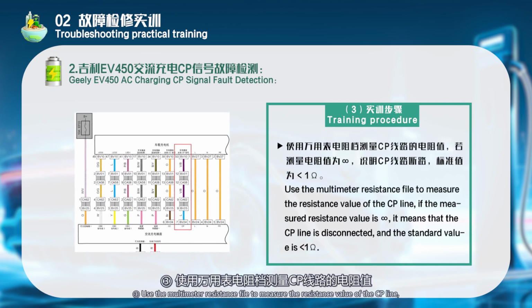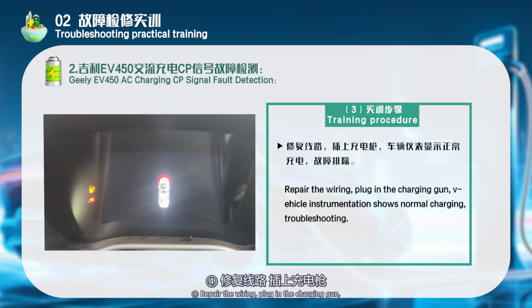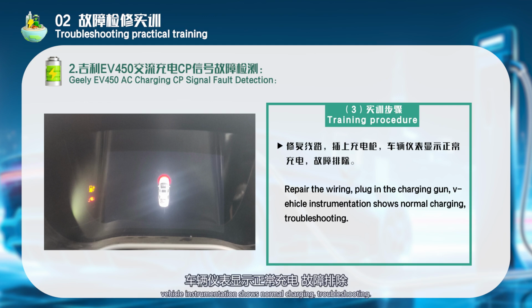Use the multimeter resistance range to measure the resistance value of the CP line. If the measured resistance value is infinite, it means that the CP line is disconnected, and the standard value is less than 1 ohm. Repair the wiring. Plug in the charging gun. Vehicle instrumentation shows normal charging.